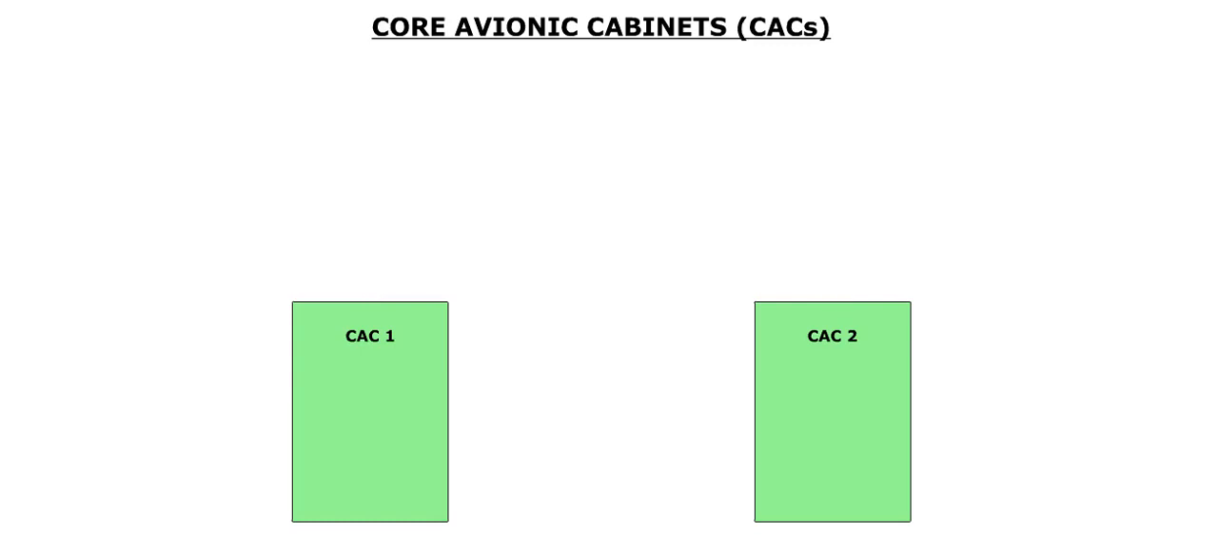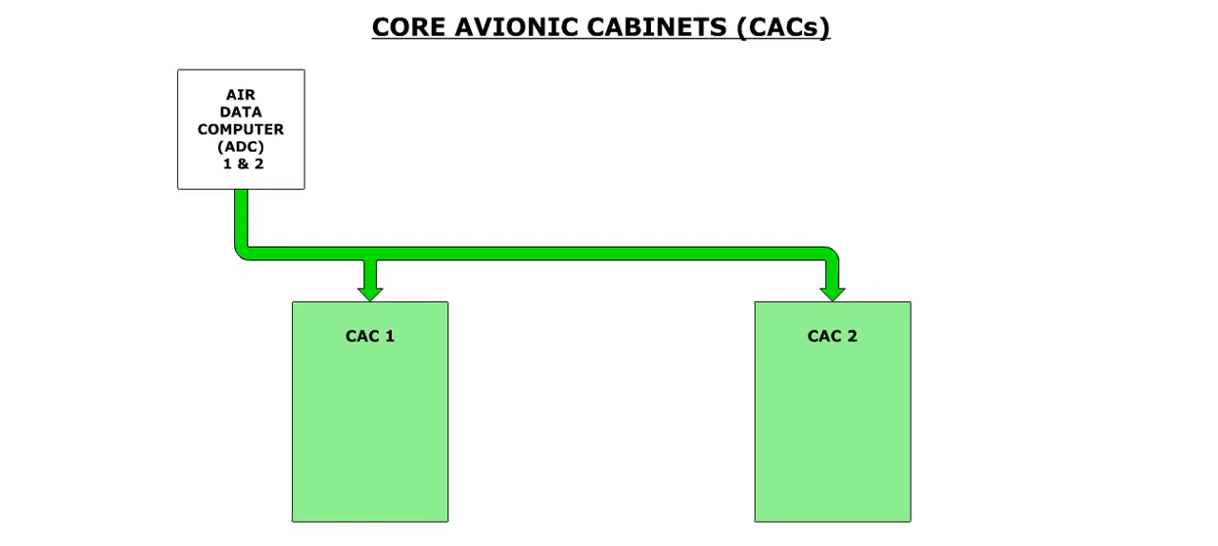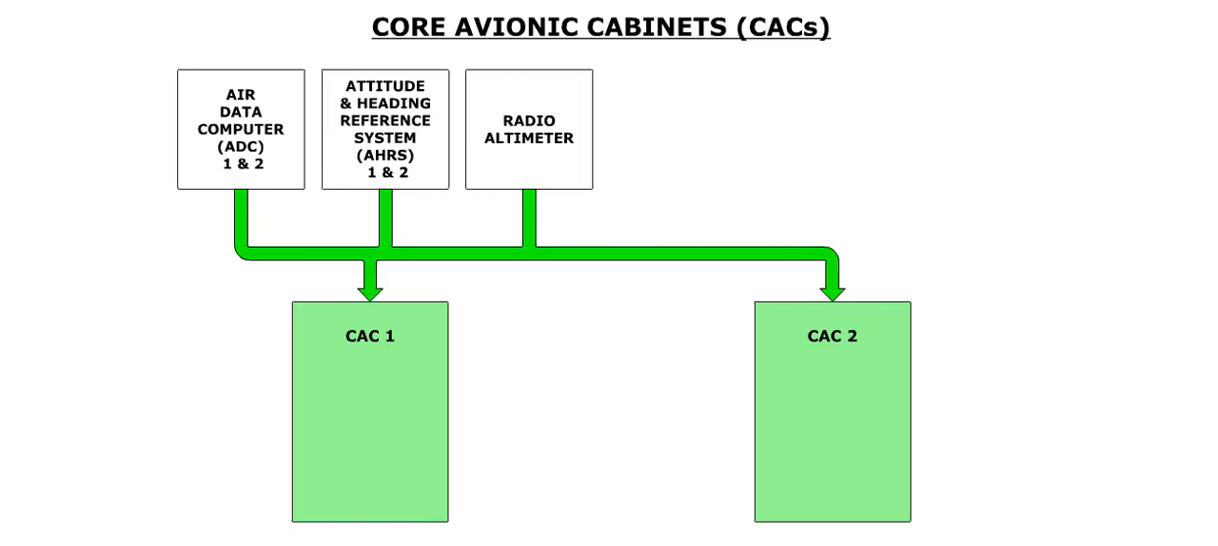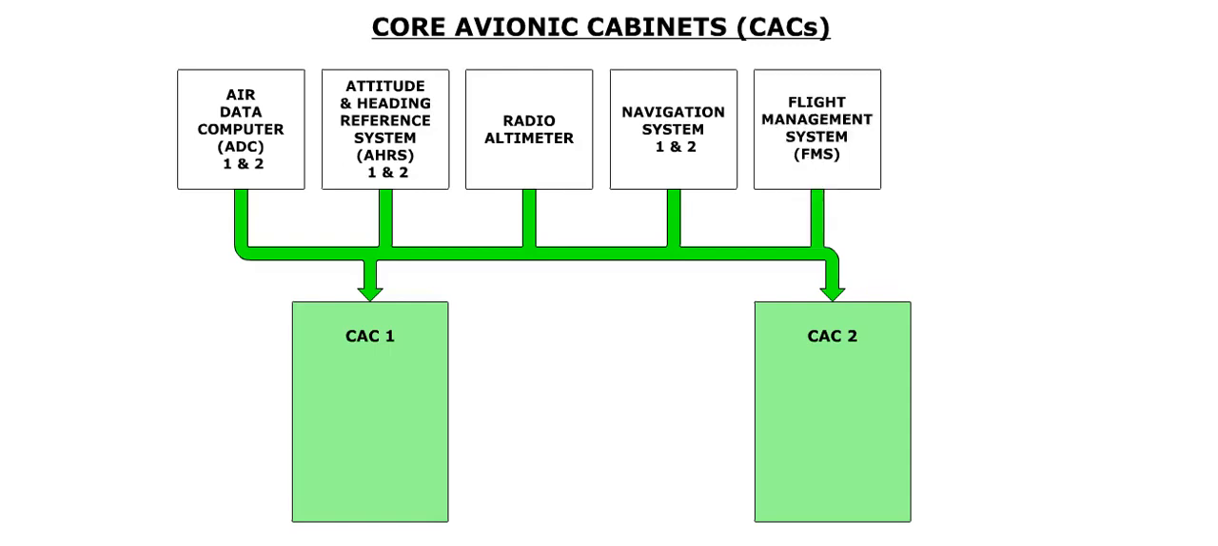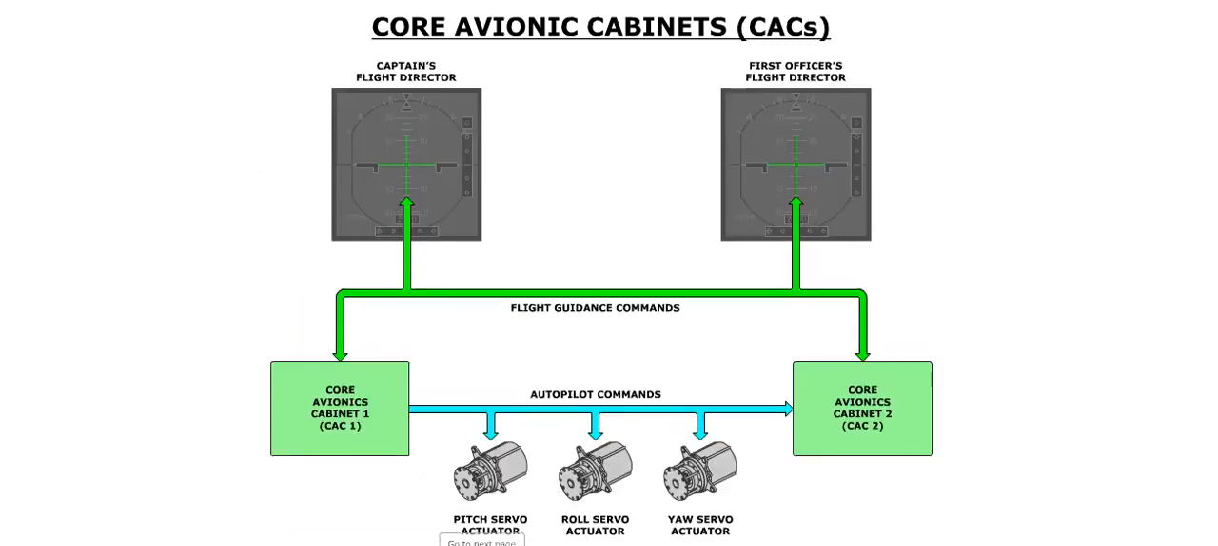The CACs receive data from the two air data computers, or ADCs, the two attitude and heading reference systems, or AHRS, the radio altimeter, navigation systems 1 and 2, the flight management system, or FMS, as well as other sensors. Based on the data supplied, the CAC generates commands which are then fed to the flight director system and the autopilot servos. Flight director commands are also displayed on the primary flight display, or PFD.